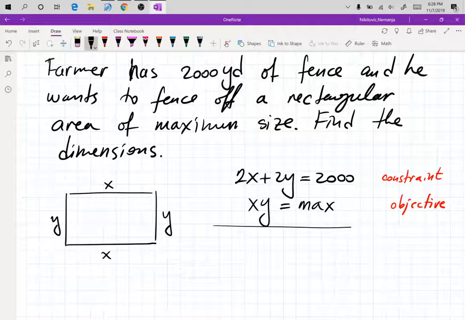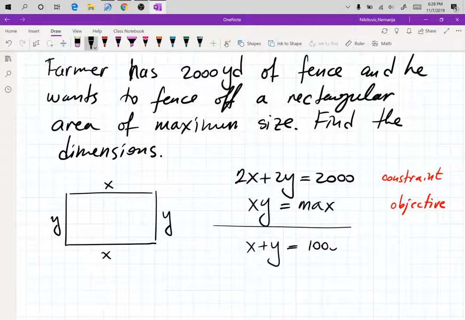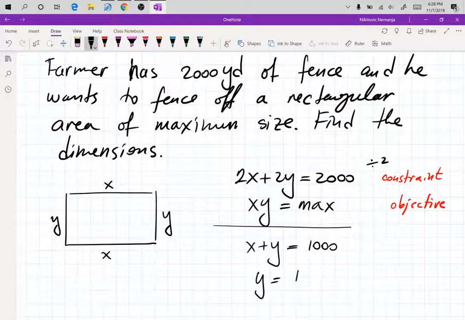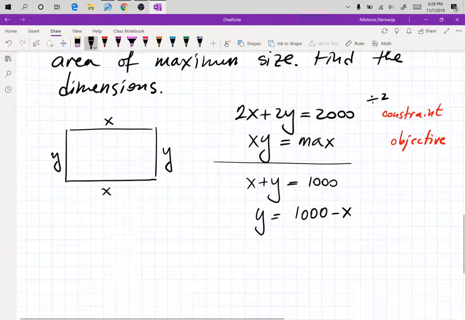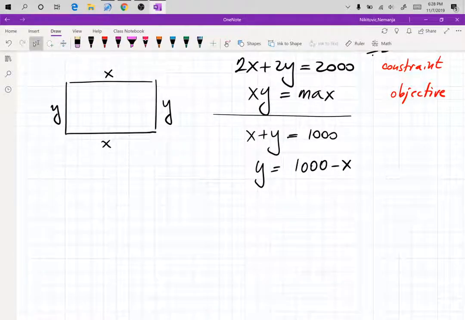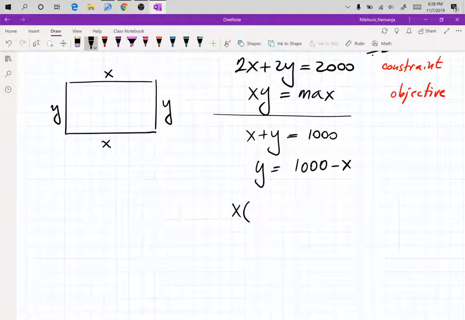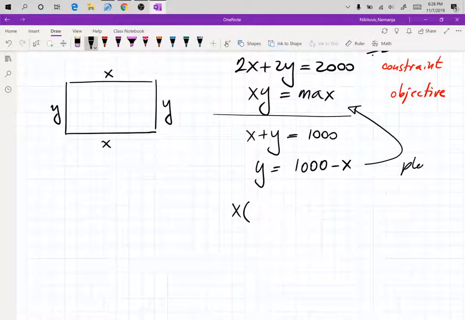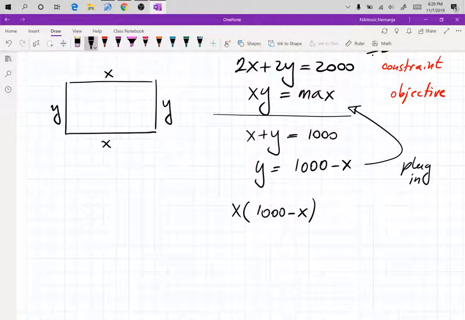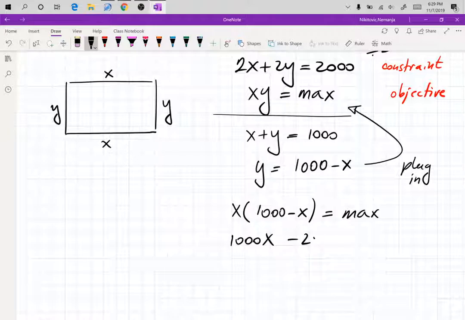So we are going to divide the top equation by 2, and get x plus y equals 1,000. Divide by 2 to make it easier, and then solve for y, which is 1,000 minus x. I hope you see that this problem is exactly the same as the previous one. There's no difference. Now you plug in. Your x times 1,000 minus x equals the max. That's 1,000x minus 2x equals a max.